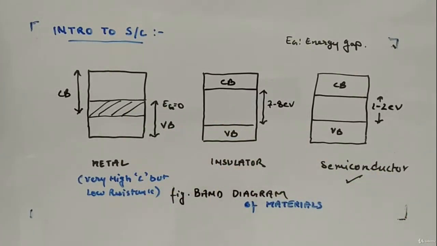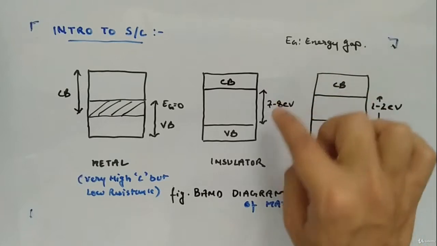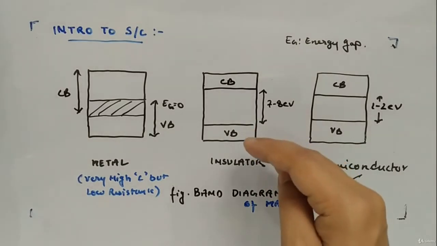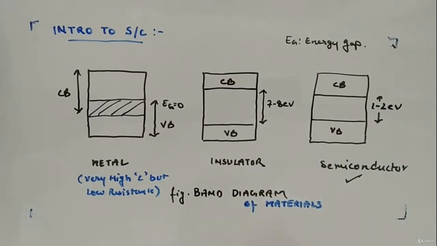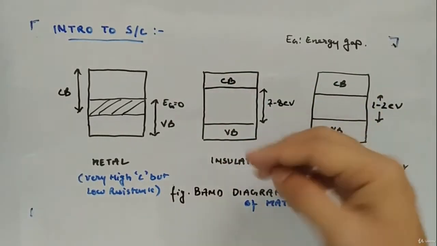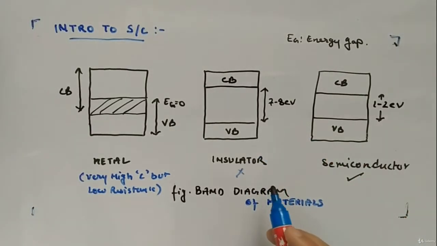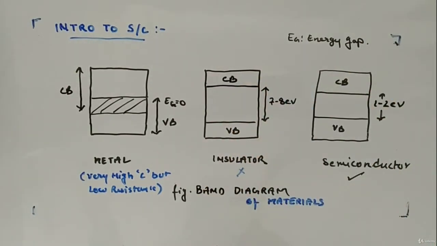But let's look at these two as well. Here between the valence band and conduction band there is an energy difference of 7 to 8 electron volts, which is huge. If you want to create a free electron and free hole, ejecting it from the valence band to the conduction band so that it can be used for conduction, you have to apply 7 to 8 electron volts of energy. That's the reason we discard this one, because you are paying a lot. It's like paying 10,000 rupees for a 10 rupee product.